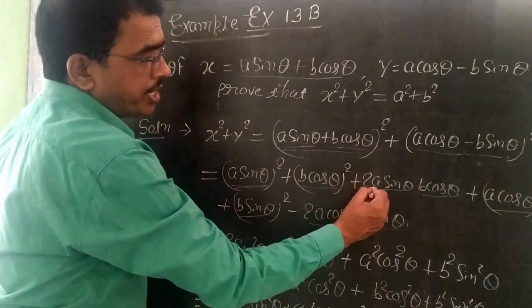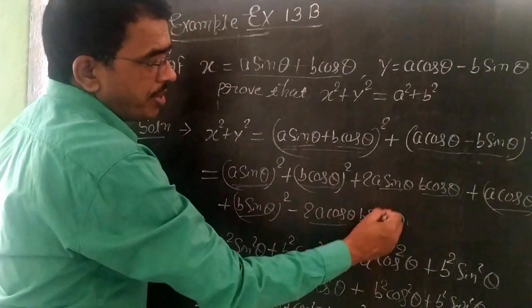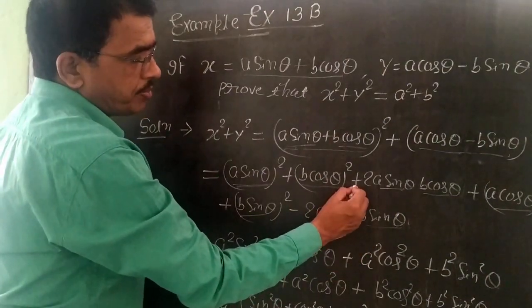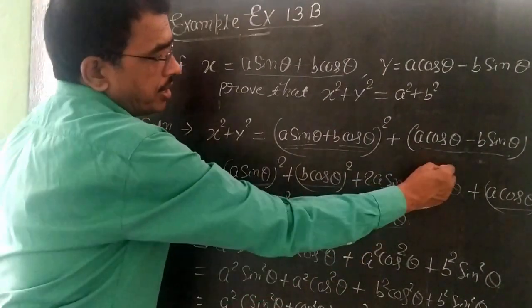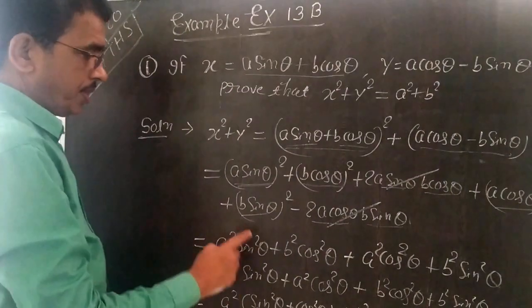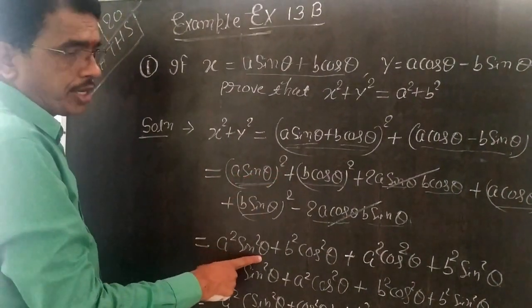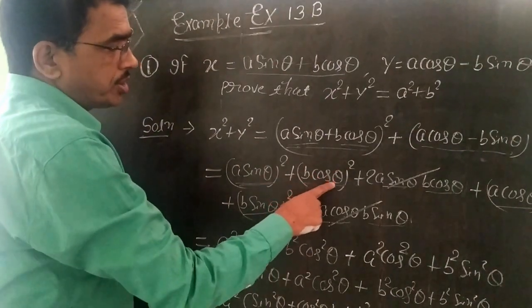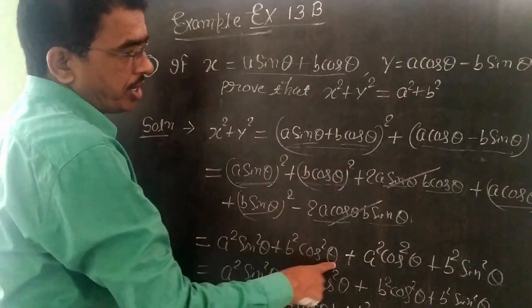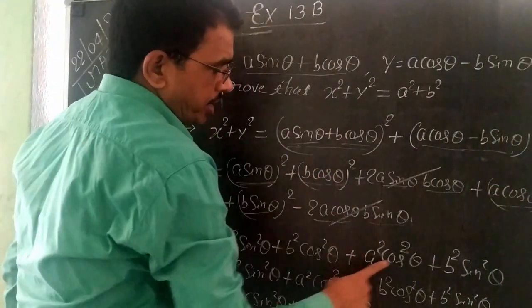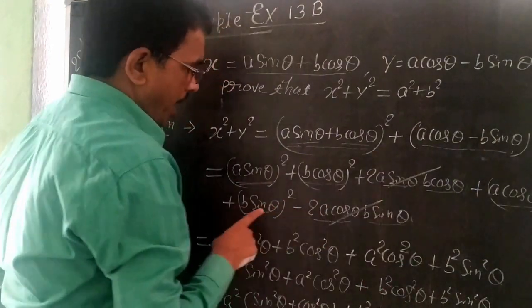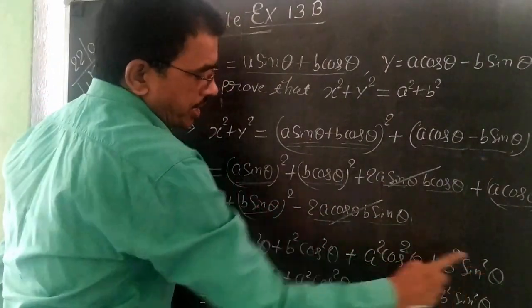You see here it is 2ab and it is 2ab, both are the same, but one is positive sign, the other is negative sign, so this will be cancelled. So what remains: you have (a sin theta) whole square, that is a square sin square theta, (b cos theta) whole square, that is b square cos square theta, (a cos theta) whole square, that is a square cos square theta, and (b sin theta) whole square, b square sin square theta.